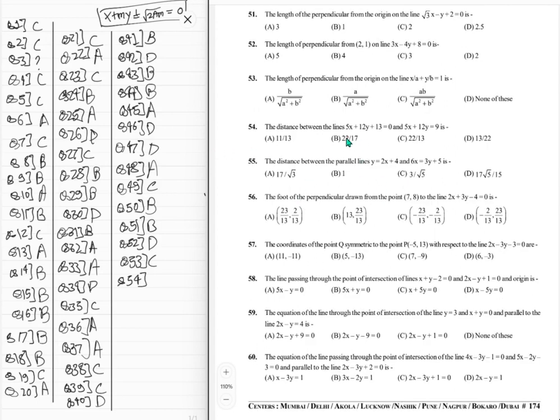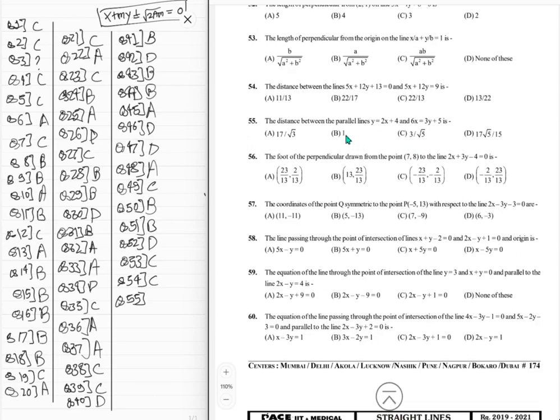The distance between the lines, this line and that line. Once again, you could just find the distance from the origin to this line and from the origin to that line and take the difference of those two. And the way to do it directly without having to even think about the origin, it's just 13 minus 9, which is 4. Oh wait, it's on the right hand side. So first move it to the left hand side. So 13 minus of minus 9, which is 22. And 22 upon square root of 5 squared plus 12 squared. So 22 upon 13. And that is C. So 54 C.